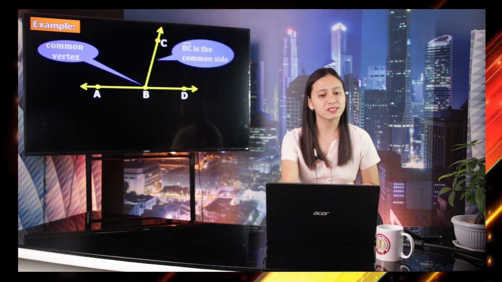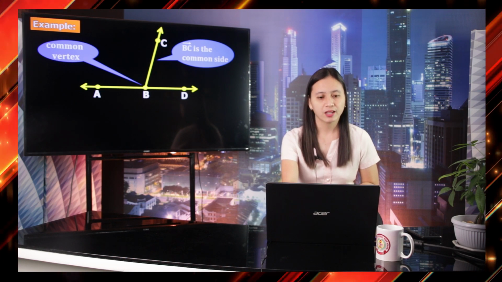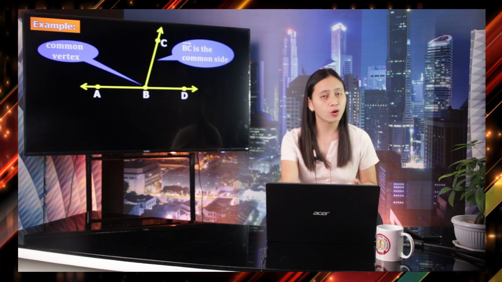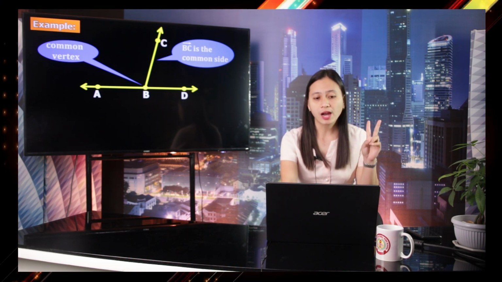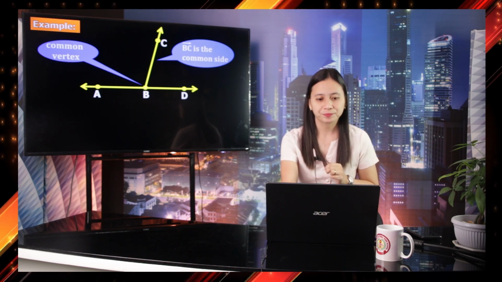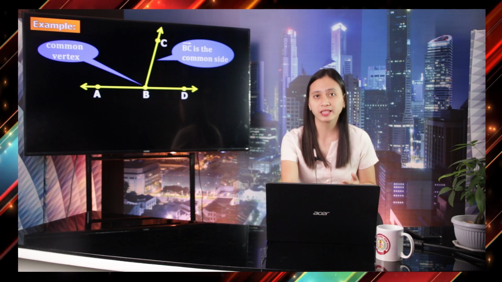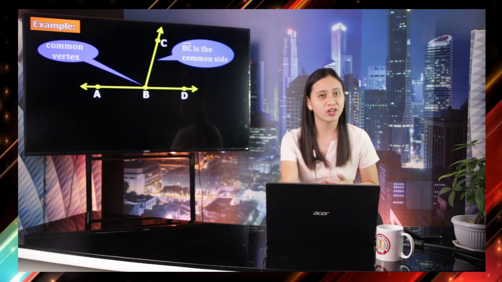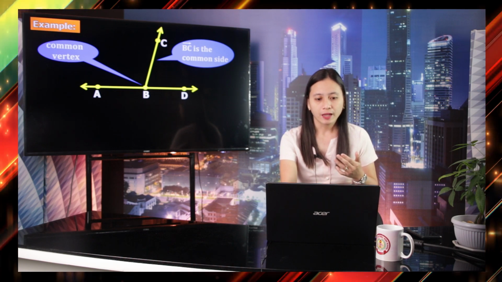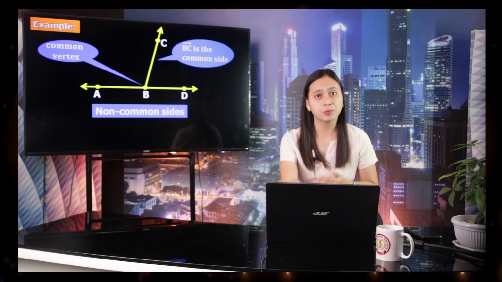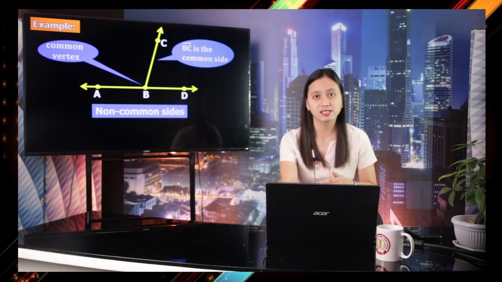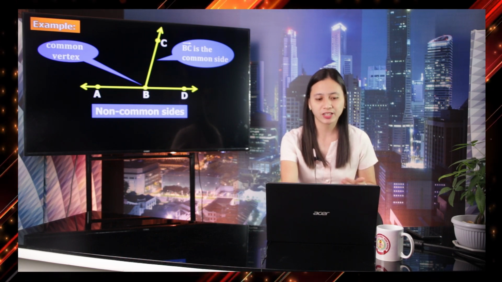Now, obviously, we have B as the common vertex and ray BC is our common side. Now, the two angles have no common interior points. So, we can say that these two angles are adjacent. So, we already satisfied the first part of the definition of a linear pair. And also, we have the non-common sides, which must be opposite rays. That is according to the definition of a linear pair.